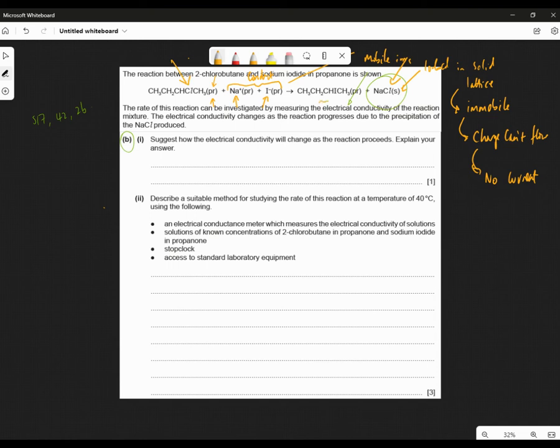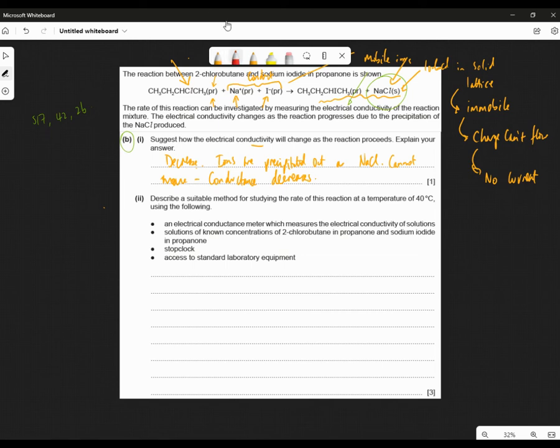So as the reaction proceeds, you get more of this non-conducting stuff on the right-hand side. So the electrical conductivity will decrease. Okay, so that's the first answer. How will the electrical conductivity change? It will decrease. Explain your answer. Well, the ions are precipitated out as sodium chloride. And when they're precipitated out, they cannot move. So conductance decreases. Okay, a nice question.